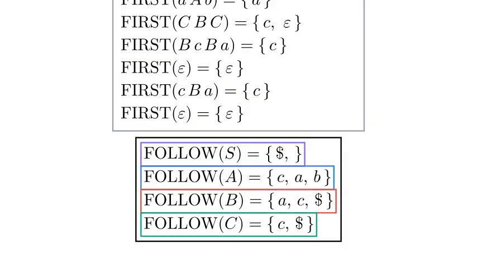For capital C, in S arrow C B C, after the first C comes B C with first containing little c, and because B C can be epsilon, follow of S also contributes the end marker. The last C is at the end of that right-hand side, so it also inherits follow of S. So follow of C is little c and end marker.